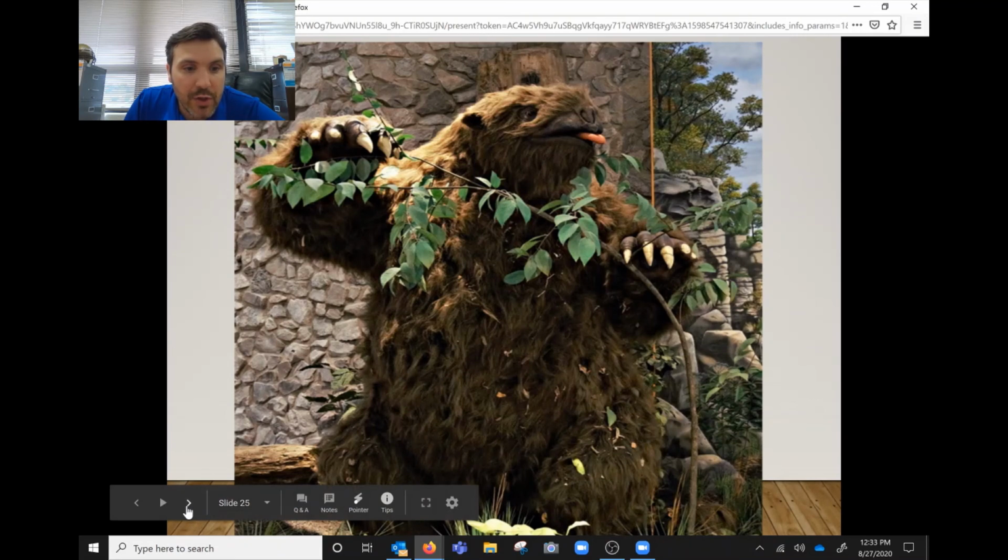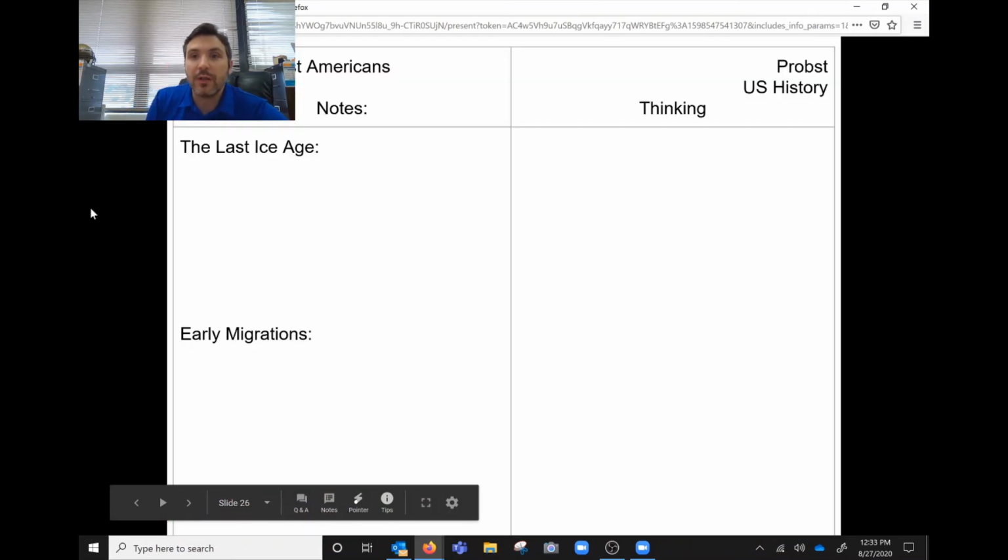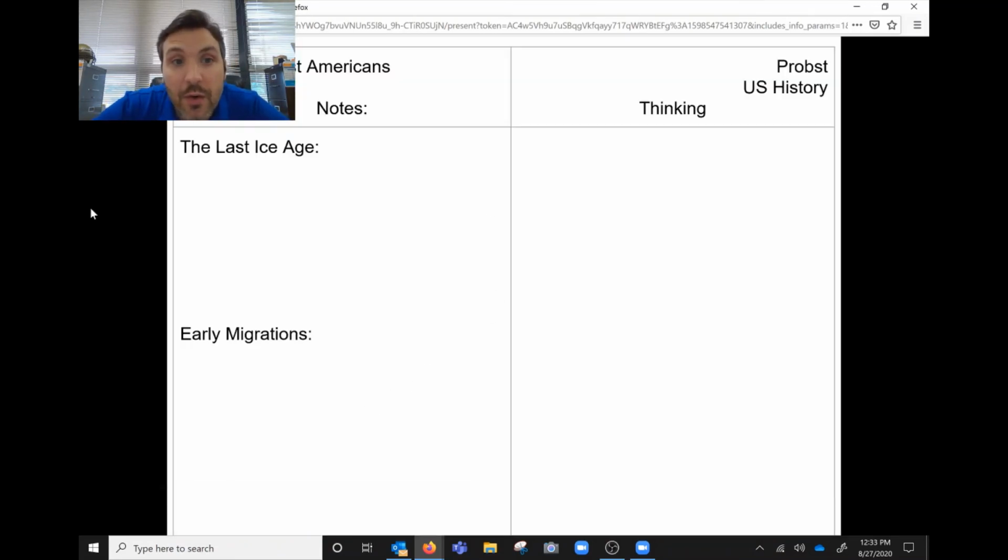Okay, I'm going to show you this slide here. Here's our 2-column notes. I'm going to be giving you another video walking you through this the first time, but as you watch these presentations, you're going to get used to taking notes. On the left-hand side, you'll have your notes, and on the right-hand side, you'll have your thinking. So we've got 2 topics, the last ice age and early migrations. You'll put your information from the slides there, and your thinking will go there on the right-hand side. Now, you can borrow some of my thinking that I've offered in this video, and you're certainly welcome to think about things from your own perspective.